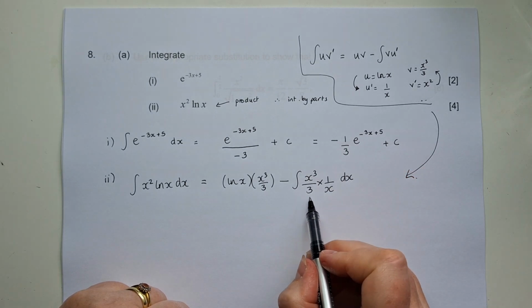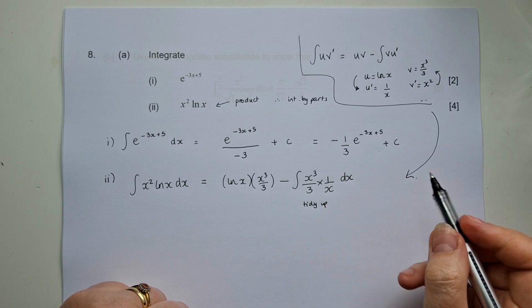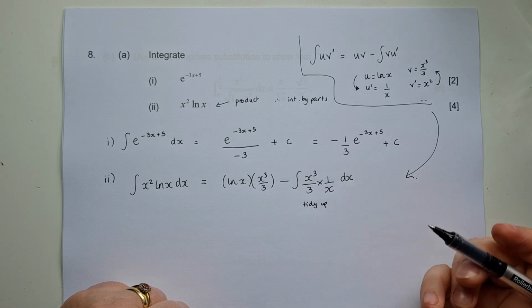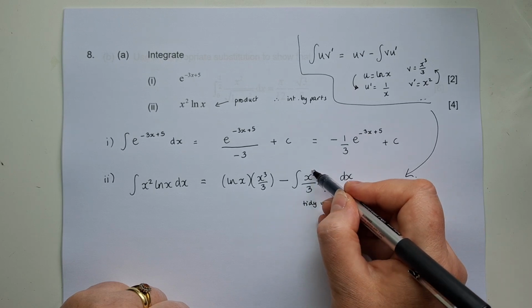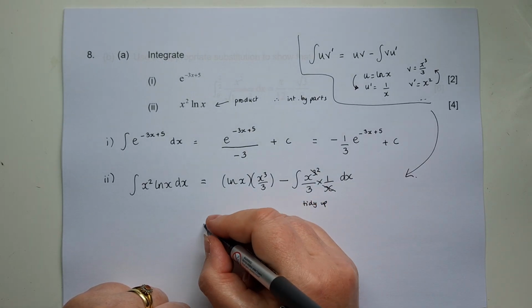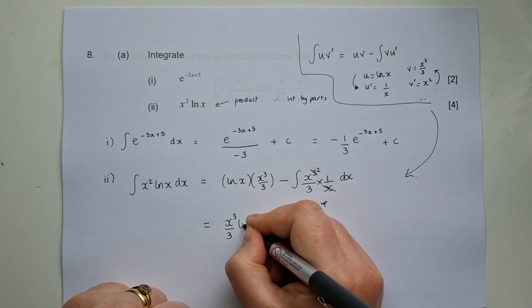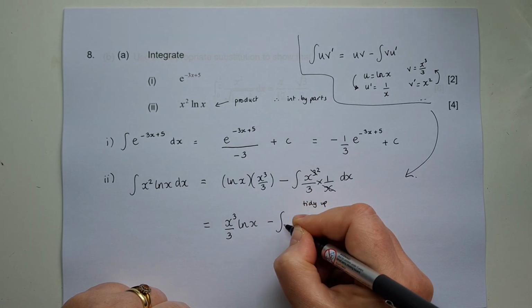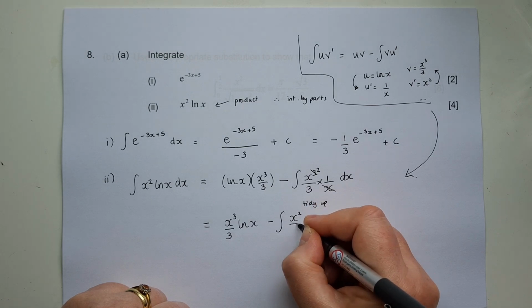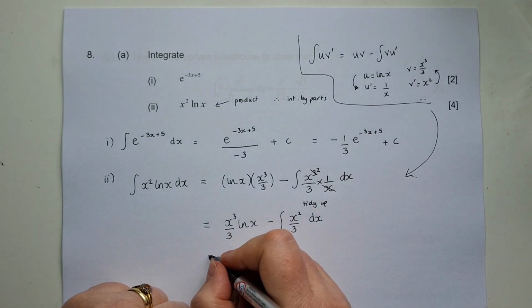Okay, so this we need to tidy up. We don't keep it as two separate timesing terms. We can actually do a bit of cancelling and get rid of one of the x's. So it's now no longer a product anyway. We can just write it as the integral of x squared over 3. And that's something we can now integrate.